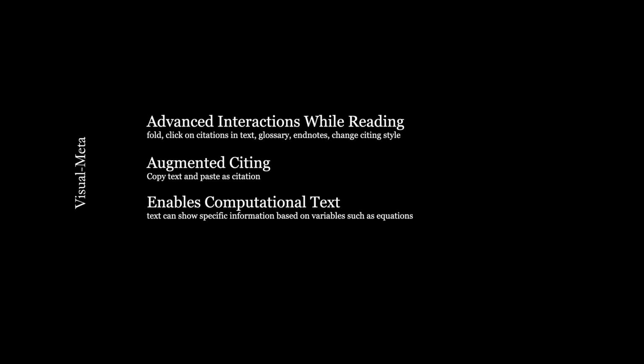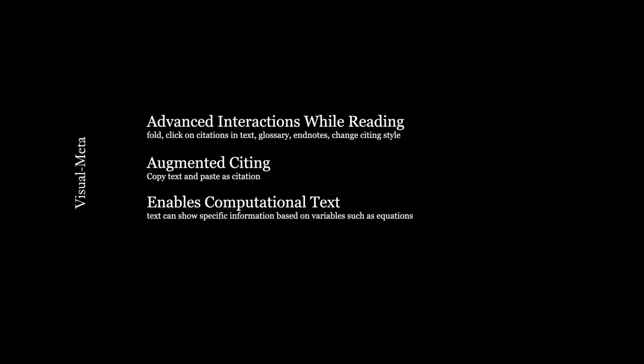The key benefit of visual meta to the end user is advanced interactions while reading. This includes being able to fold the document into an outline, click on a citation in the text to see a pop-up of the reference information, an integrated glossary, endnotes to click on rather than have space taken up on the page, and you can even change the citation style to any academic style that the reader wants.